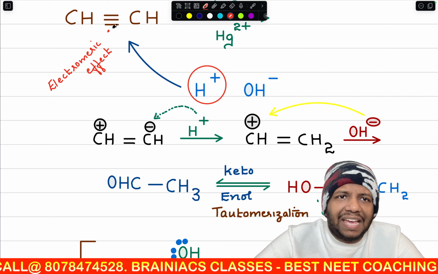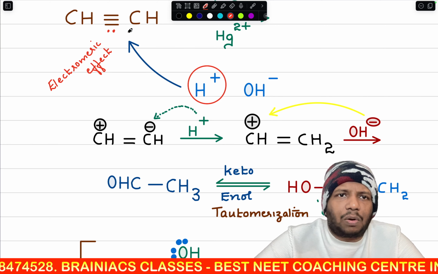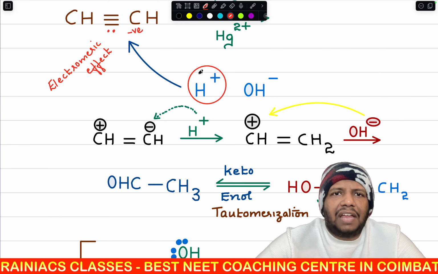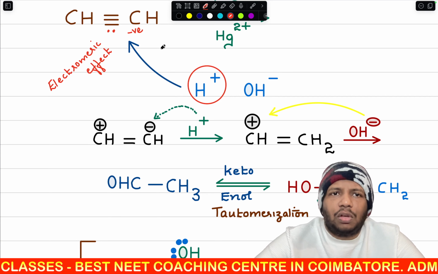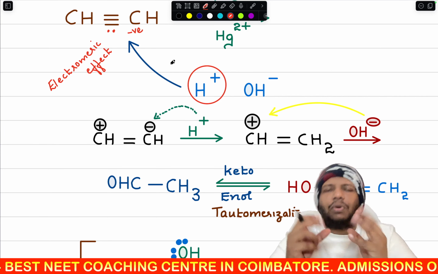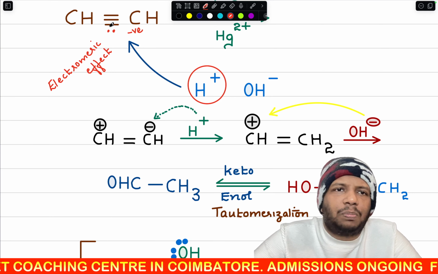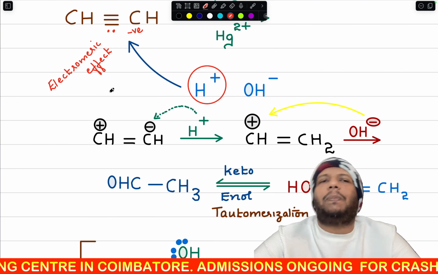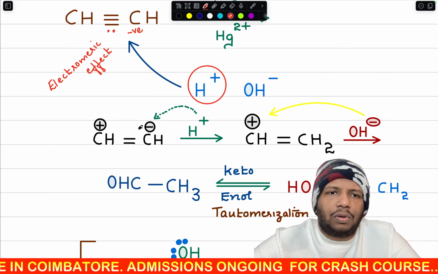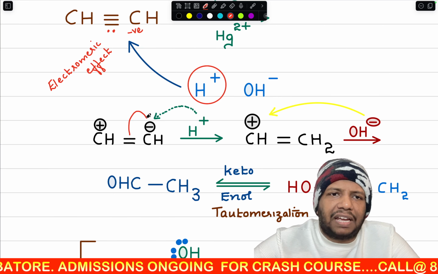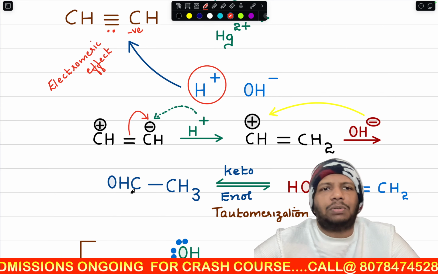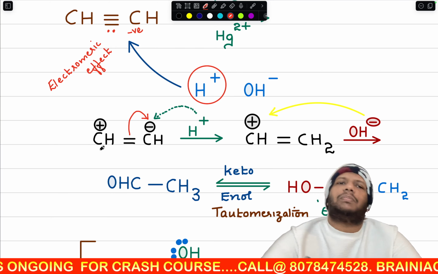Because it is pi electrons, and we know that electrons have negative charge and the electrophile has positive charge. So actually here there is a Coulombic force of attraction, and because of that this pi bond is forced to undergo polarization like this. The negative pi bond is coming here, so negative charge comes here and a positive charge comes here.